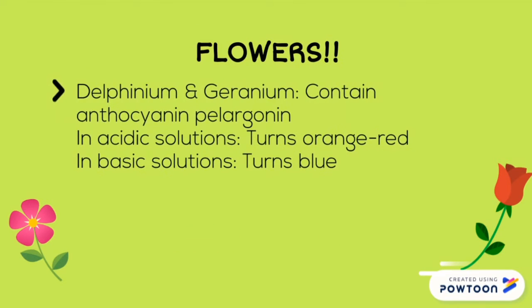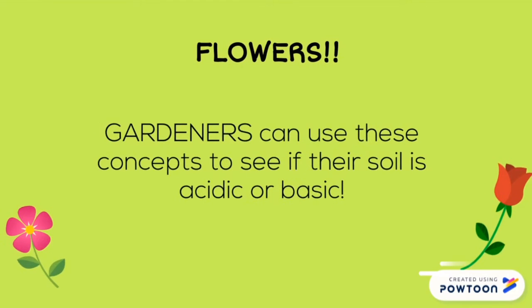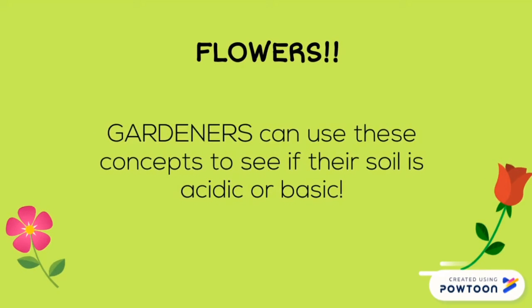Some other types of flowers, such as delphiniums and geraniums, contain anthocyanin pelargonin. This pigment allows the natural indicator to turn orange-red in acidic solutions and blue in basic solutions. Lastly, the oxonium salt of cyanin in rose petals change from red to blue in basic solutions. With the help of these flowers and the concepts of indicators, gardeners can see if their soil is acidic or basic.